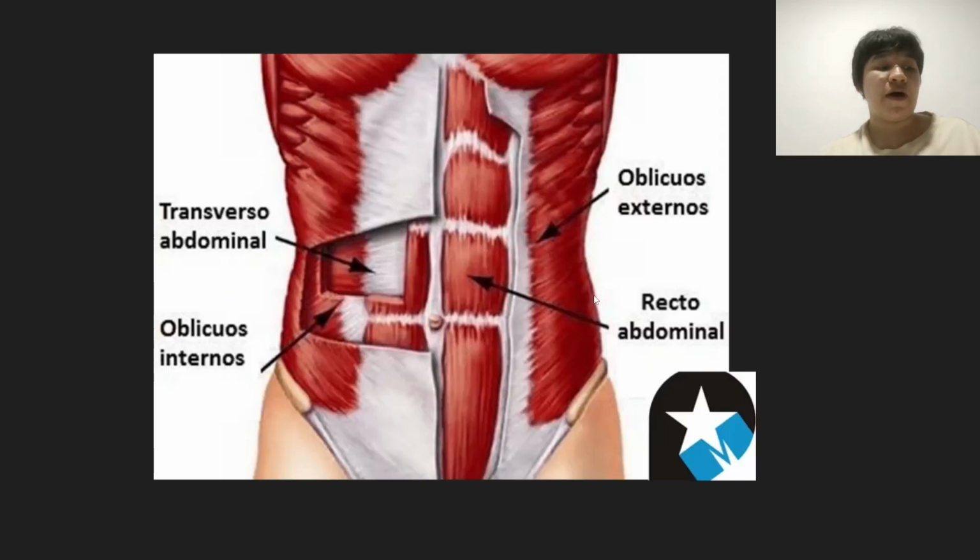At the front and sides we find four fundamental muscles. The rectus abdominis, running vertically and helping us flex the spine. The transversus abdominis, with horizontal fibers that increase intra-abdominal pressure. The internal oblique and the external oblique, which work together for flexion, rotation, and abdominal compression.